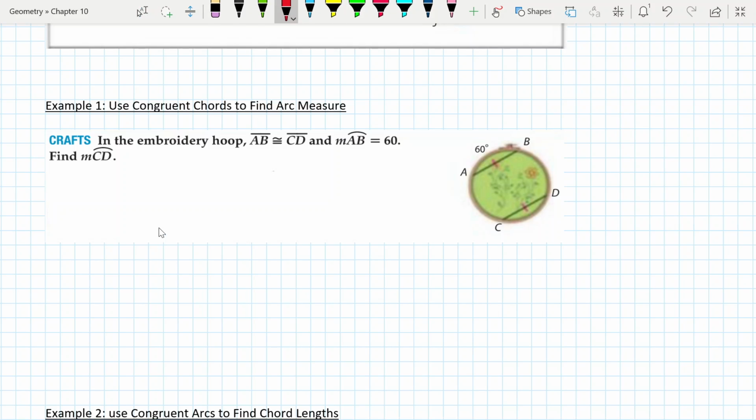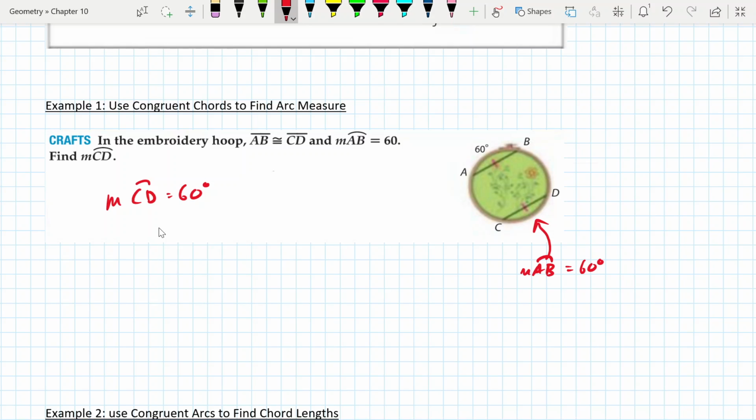So that's actually what we're going to use here in the embroidery hoop, which you can see here on the right. The two chords, AB and CD, are congruent, and the measure of arc AB is 60, which means the measure of arc CD should be equal to the measure of arc AB, so it should also be 60 degrees. So we're just going to say the measure of arc CD is 60 degrees. Not much work to do with that one.